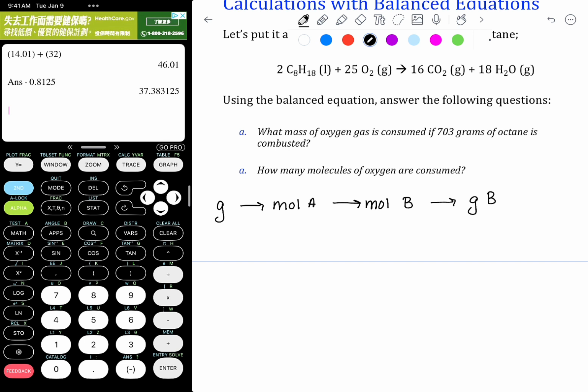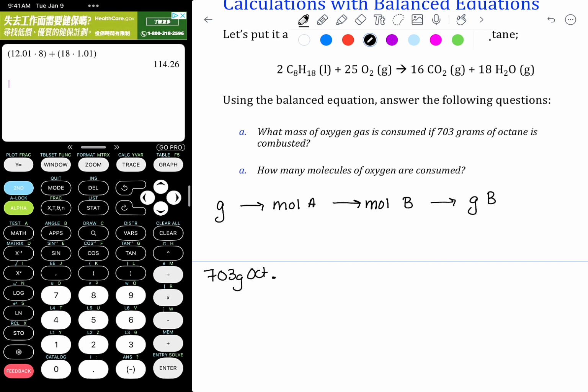The first thing we have to do is find the molar mass of octane, because that's the only way we're going to convert from grams to moles of octane. So we use our periodic table to do our molar masses. Let's see, we have 18 hydrogens. So we have a molar mass of 114.26. So we start with 703 grams of octane.